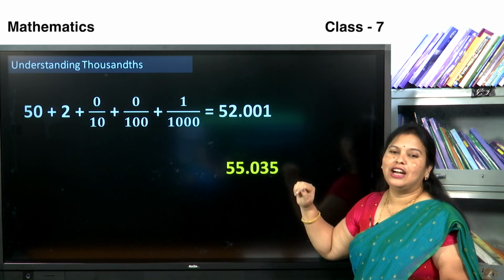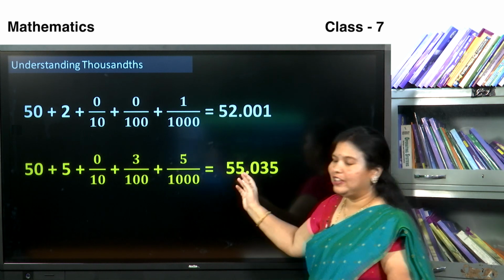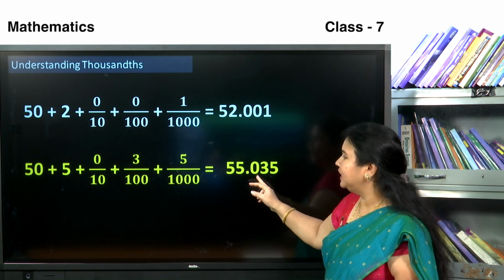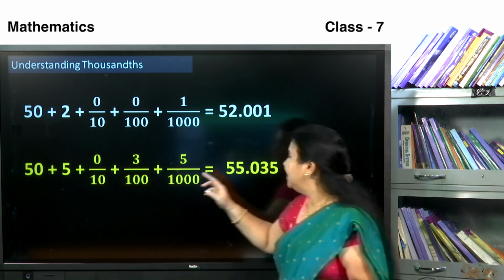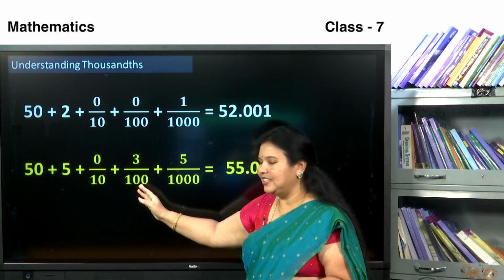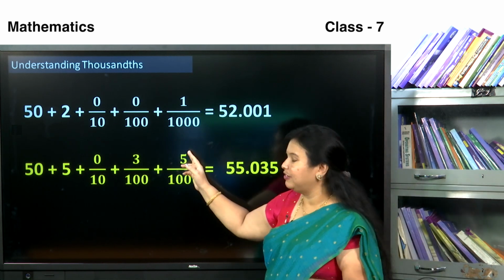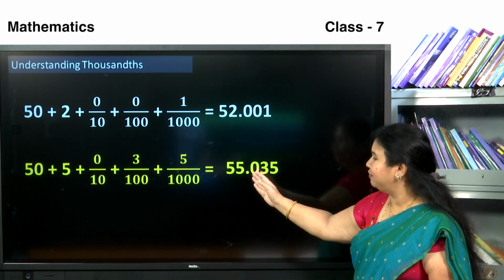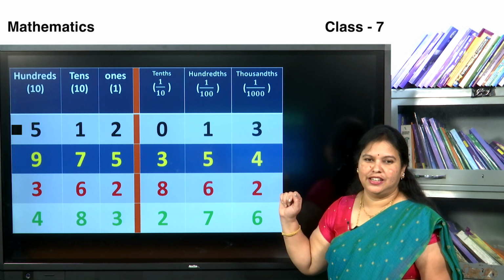Now, we have 55.035. So, you have to write it in expanded form. Here 55 is whole number. You can write like this also: 50 plus 5. We have 0 in tenths place, so we have to write 0 by 10, and in hundredths place we have 3, so we have to write 3 by 100, plus in thousandths place we have 5, so we have to write 5 by 1000. So, by adding all this we get 55.035.